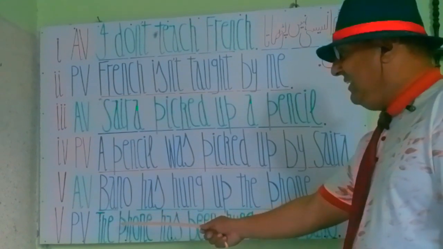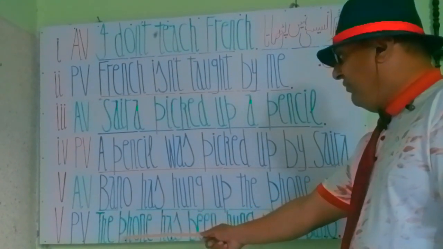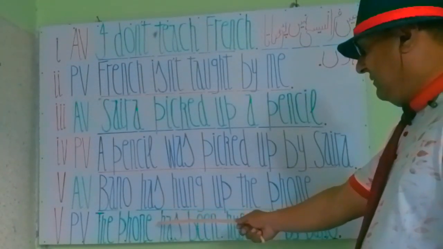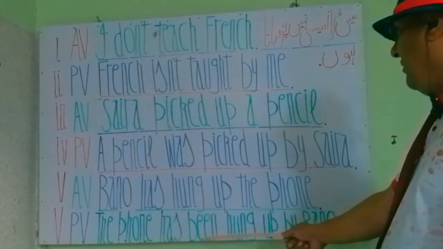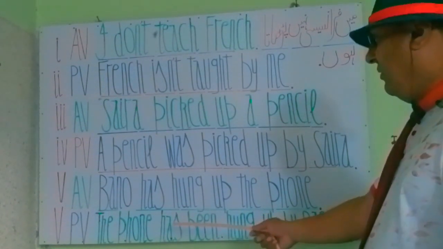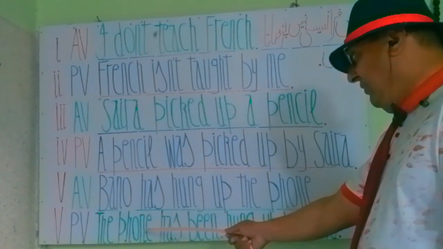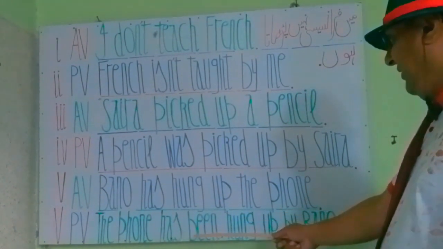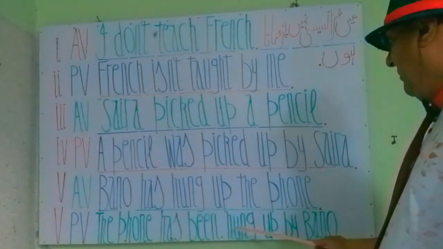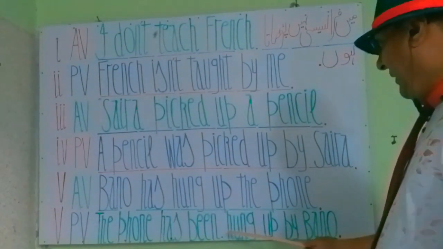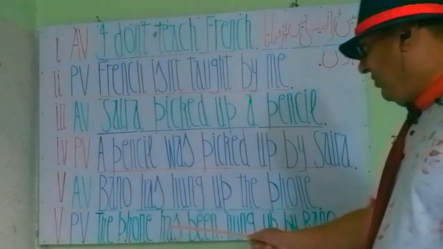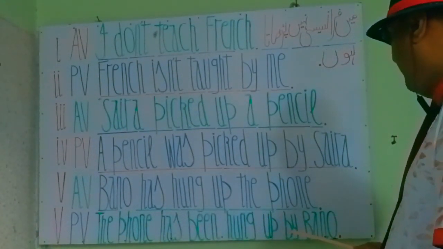Now let's see its changes. In passive voice, you see the phone will stand as a subject, and the same has, we will add has, and then for passive we have to add been, because the rules say that in passive, after writing the helping verb has, we have to add been, and then the past participle form of the principal verb. After been we have written hung up. So the phone has been hung up by Banu.